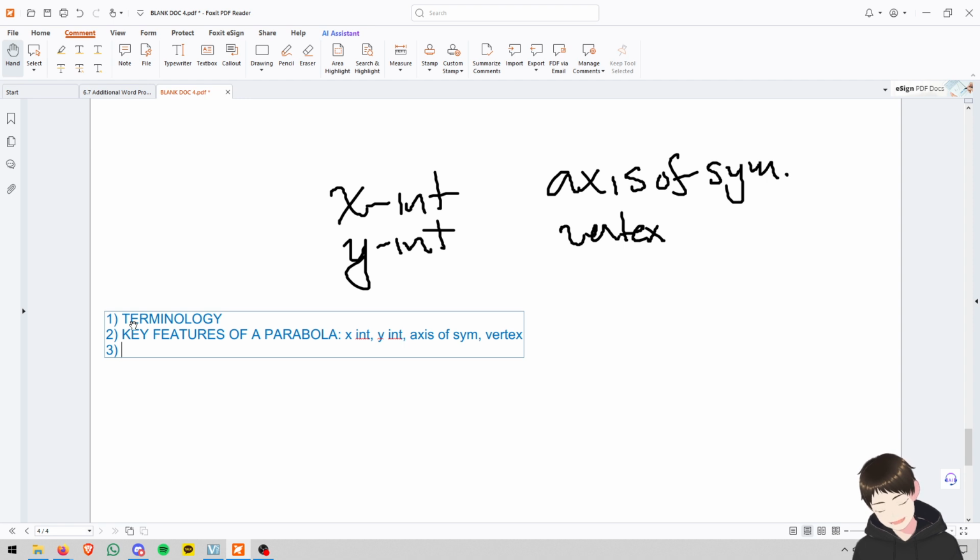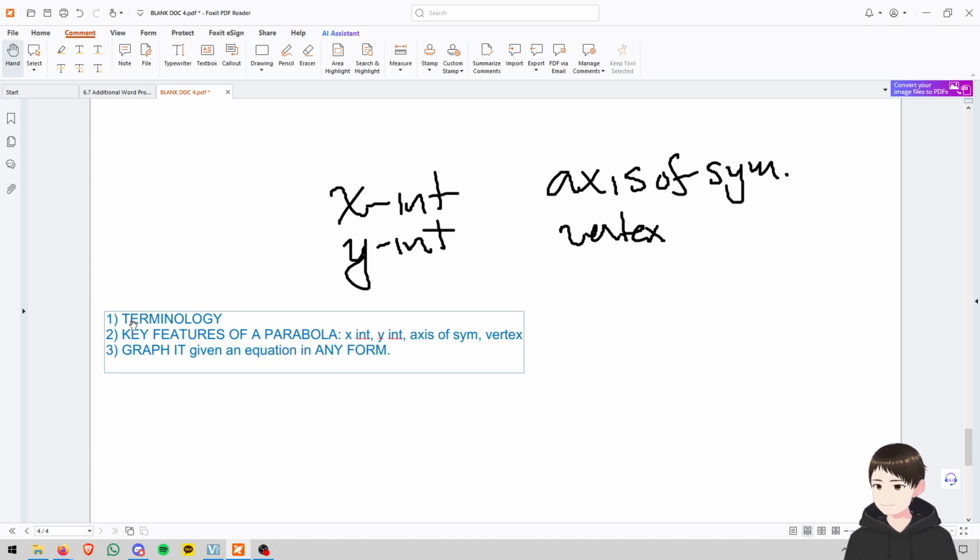Well, it would really help if you knew, because in doing so, you should be able to graph it given an equation in any form. You should be able to graph it in any form. And if you could do number three, given the graph, give the equation, you should be able to do it in reverse.